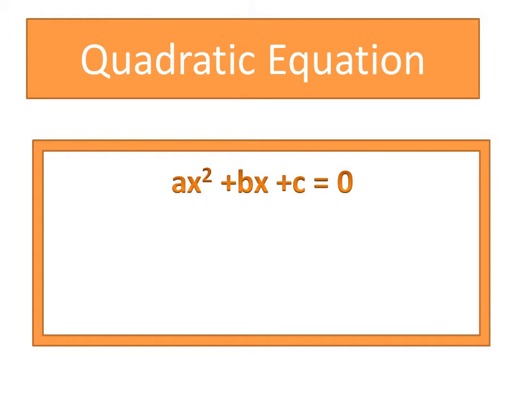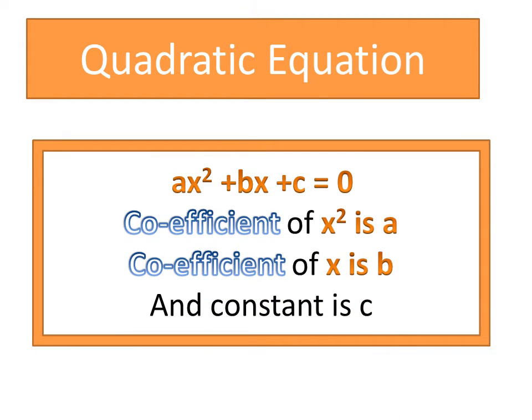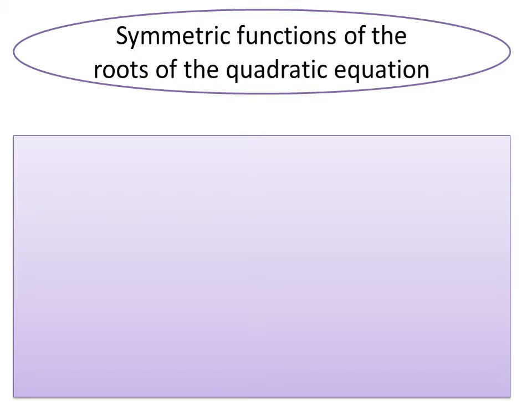This is an example of a quadratic equation because in this equation there is only one unknown variable, which is x, and the highest power of this variable is 2. This equation is also called the equation of second degree. In this equation, a, b and c are considered as real numbers. We can also say that a is the coefficient of x square, b is the coefficient of x and c is a constant number. Today we will learn about symmetric functions of the roots of the quadratic equation.